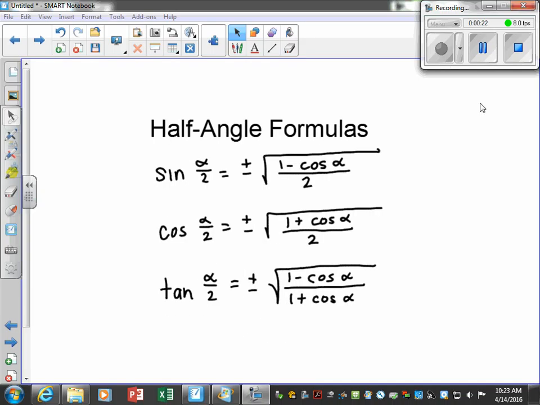Okay, and the next are the half angle formulas. And if you would do the same. Now there's different representations of the half angle formulas, but this is the one in particular that we're going to choose to use today. So if you would pause it and write these down, and also make sure that these are available to you.